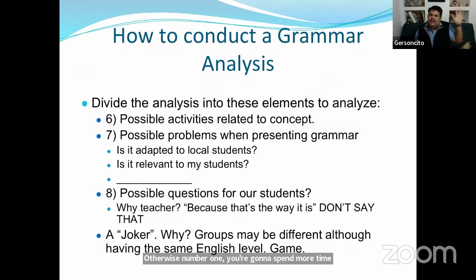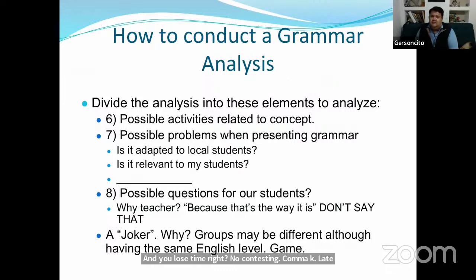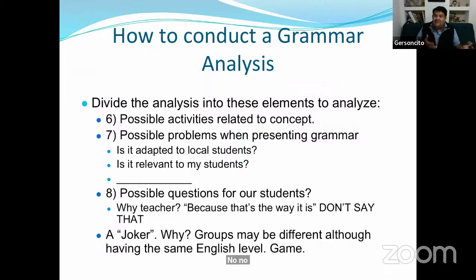Miss, ¿y ahora qué sigue? Miss, ¿y ahora por qué esto? Miss, ¿y por qué acá? And you lose time, right? Y si alguno te dice, ¿por qué así, maestra? No contesten como el Kool-Aid teacher: pues porque así es. O a lo mejor más educado: es que así es el inglés. No. Be prepared. See what I mean? Have something to answer with correctly.